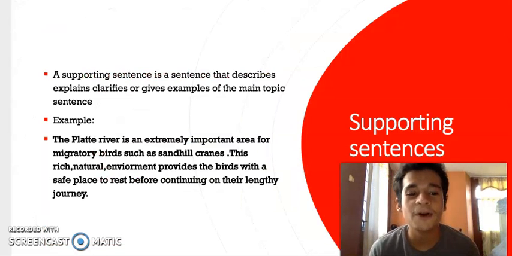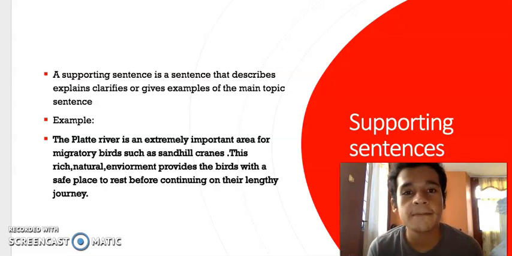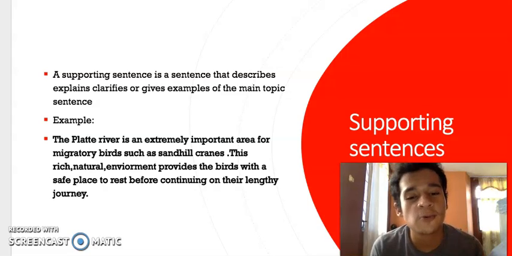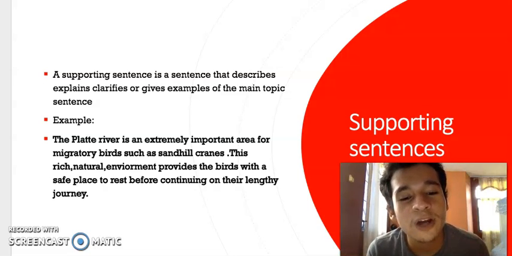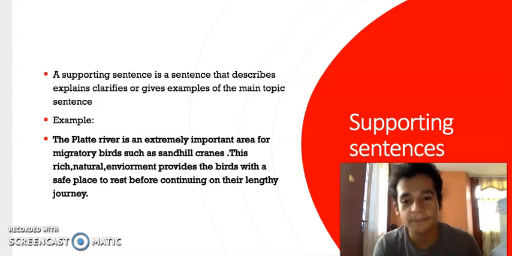Now, the second part of a paragraph is the supporting sentences. A supporting sentence is a sentence that describes, explains, clarifies, or gives examples of the main topic sentence. Here is an example. The Platte River is an extremely important area for migratory birds, such as sandhill cranes. This rich natural environment provides the birds with a safe place to rest before continuing on their lengthy journey.